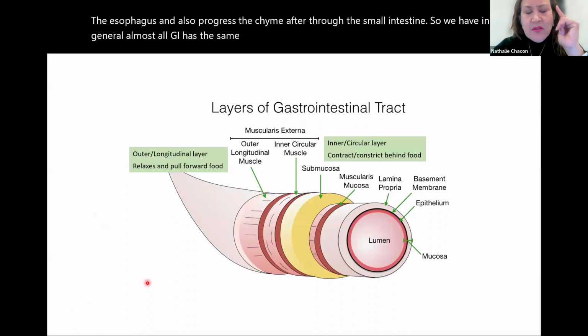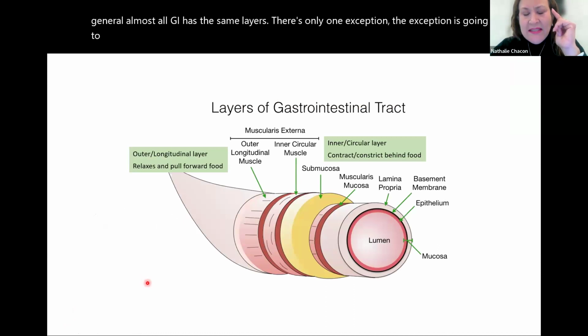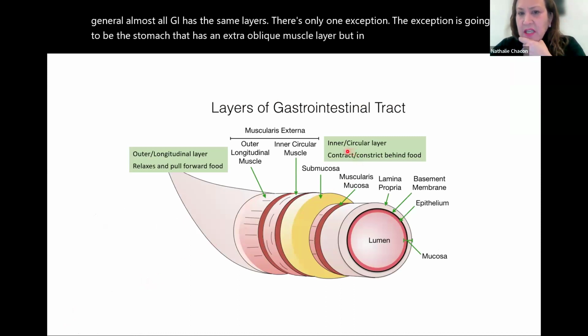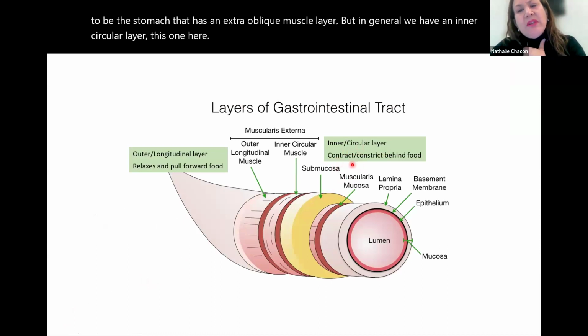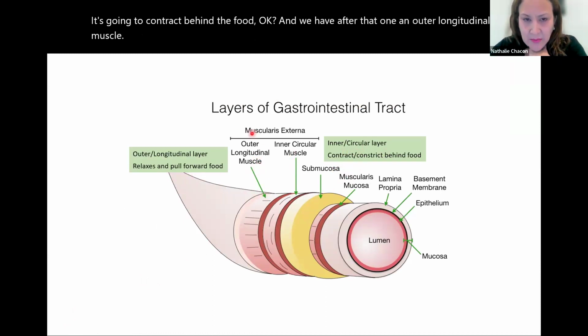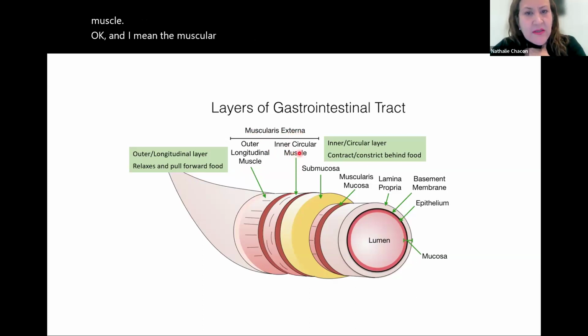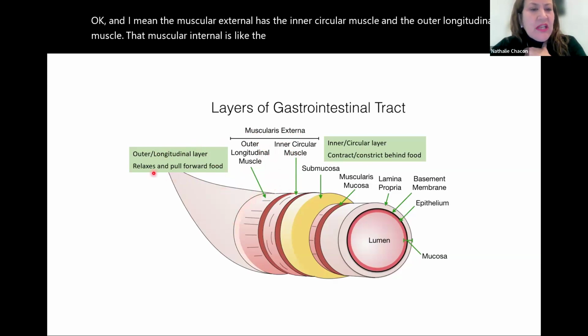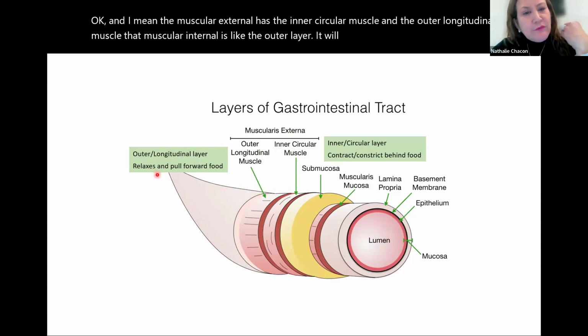In general, almost all of the GI has the same layers. There's only one exception: the stomach, which has an extra oblique muscle layer. But in general, we have an inner circular layer, which contracts behind the food. After that, we have an outer longitudinal muscle. The muscularis externa has the inner circular muscle and the outer longitudinal muscle. The longitudinal layer will relax and pull the food forward.